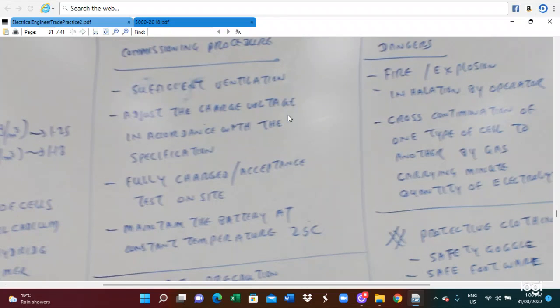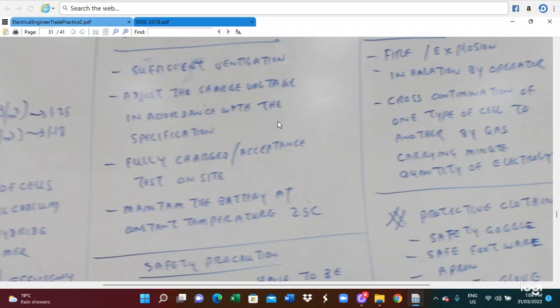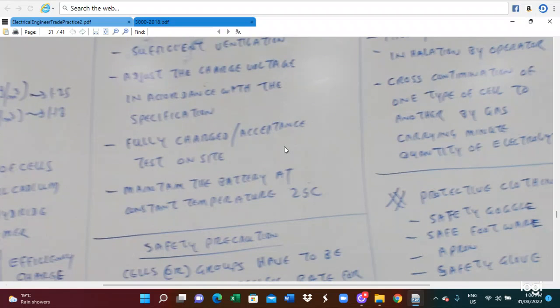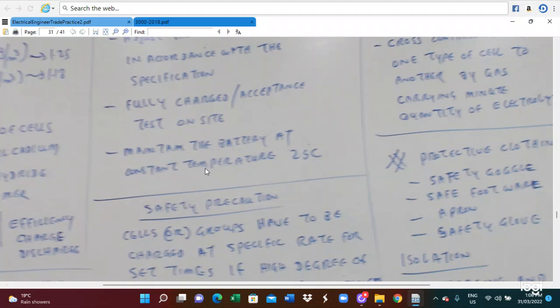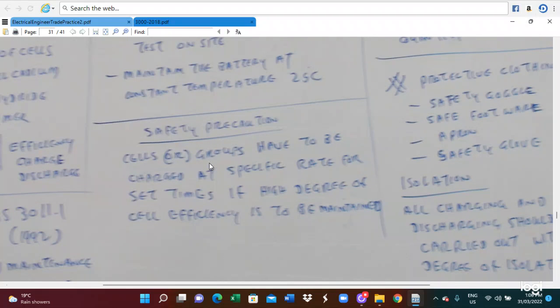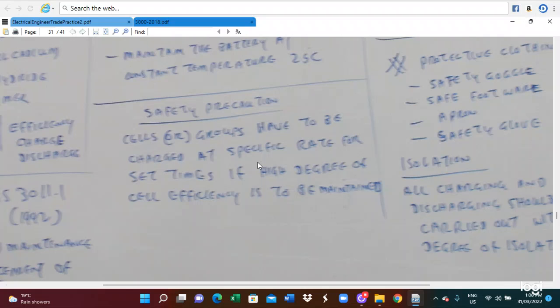In the commissioning procedure, when you commission the battery cell, it must have sufficient ventilation, be adjusted to the supply voltage and fully charged. The acceptance test on site is important, and maintaining the battery at a constant temperature of 25 degrees is important. We must also follow the safety precautions, because the cell has to be charged at a specific rate for a set time if the operating life of the cell is to be maximized. So appropriate safety procedures must be followed.